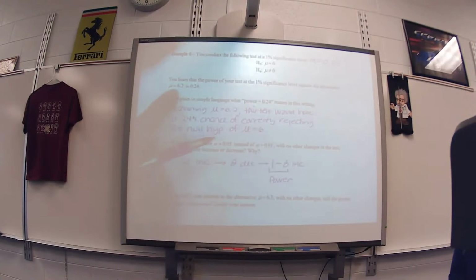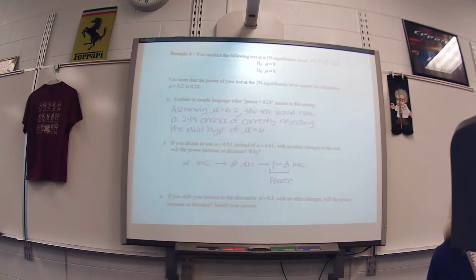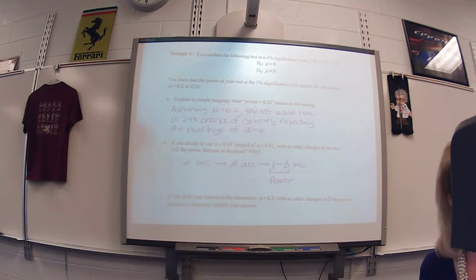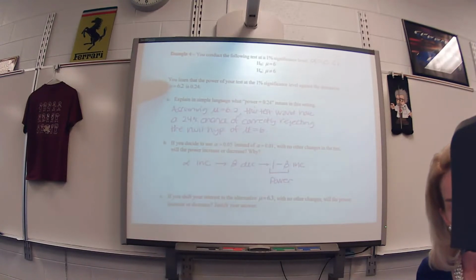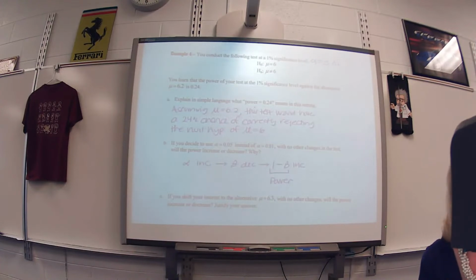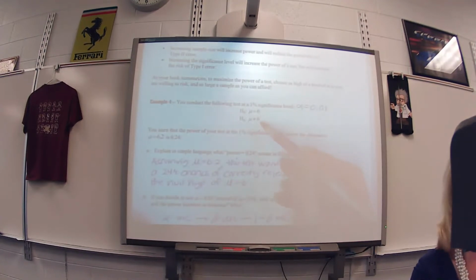I don't know what that power would be, but if the power to test at 6.2 is 0.24, I know that if I tested that same thing at a 5% level of significance, I would get higher power. Now, I was talking about this as if mu was 6.2. What if mu was 6.3? Okay, that's still not equal to 6.